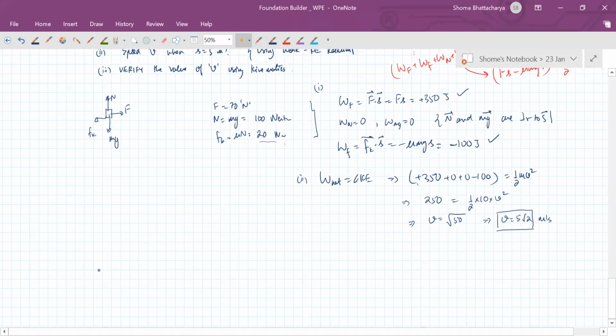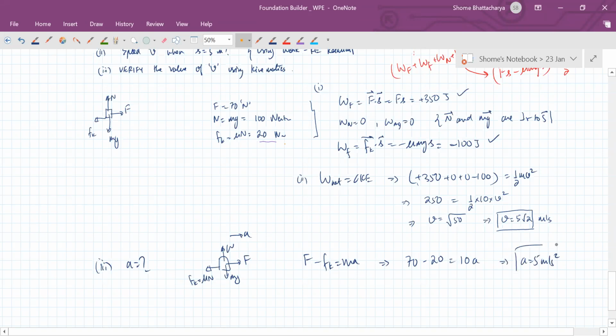So first, to verify by kinematics, you need to find out the acceleration. For the acceleration, you just look at the free body diagram again and find out the acceleration. So F minus kinetic friction is ma. So 70 minus 20 is equal to 10a. So we'll get the acceleration as 5 meters per second square.